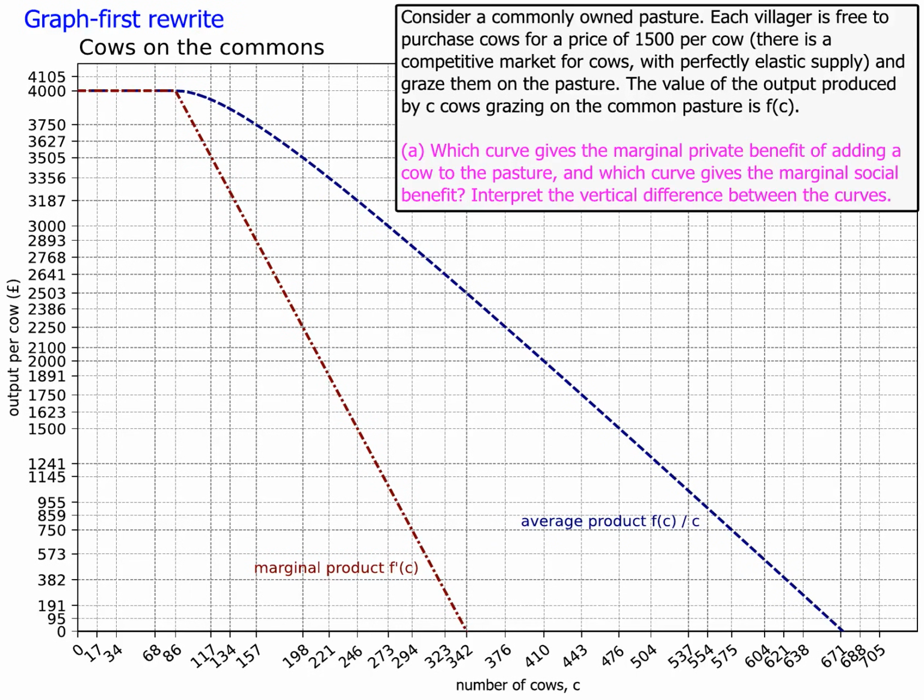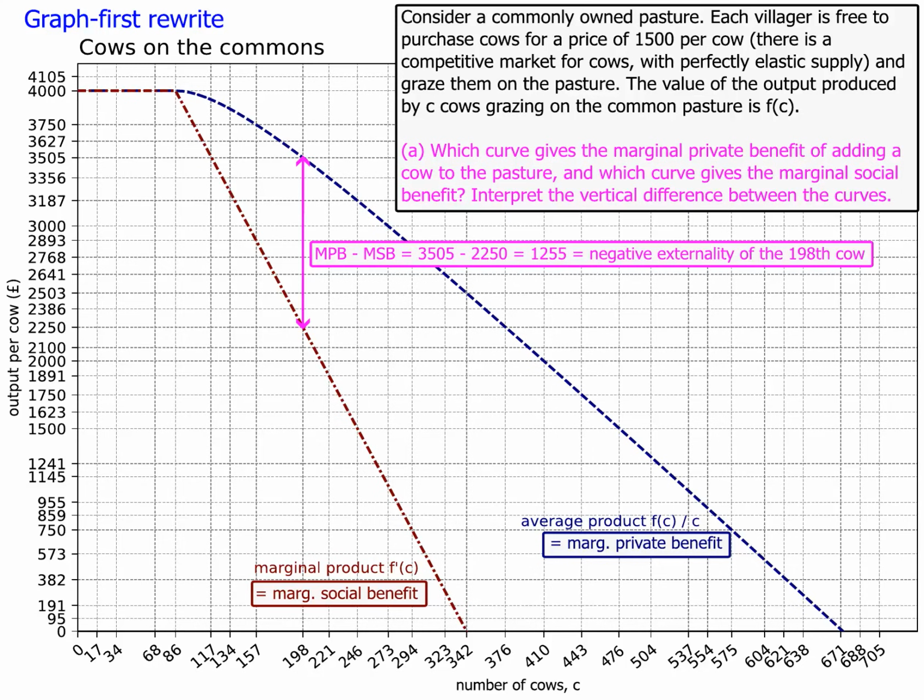Students receive the graph at the outset, and the first question focuses on interpreting it: which curve represents marginal private benefit, which curve represents marginal social benefit, and what the vertical distance between them represents. The average product corresponds to marginal private benefit. A farmer adding one cow receives the average output from that cow. The marginal product corresponds to marginal social benefit. The difference between the two, average product minus marginal product, is the marginal external damage, a negative externality.